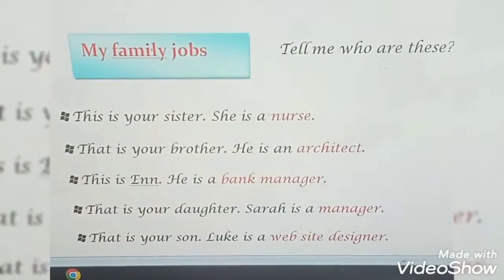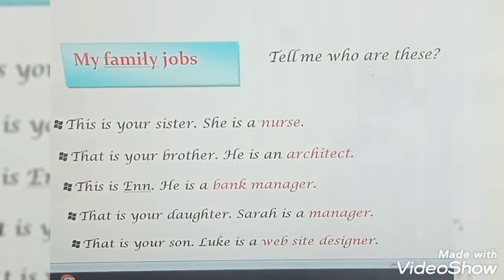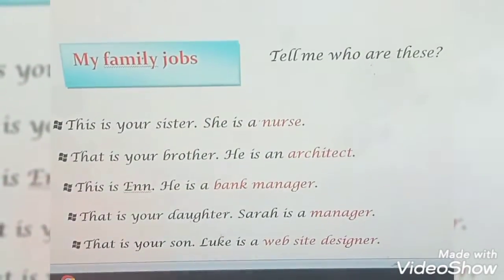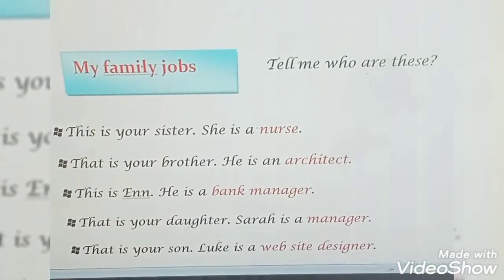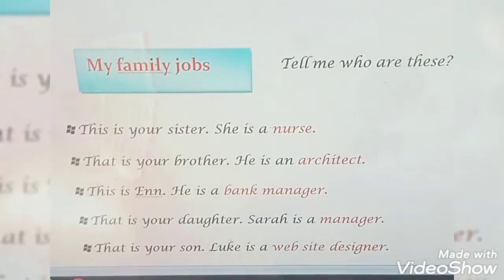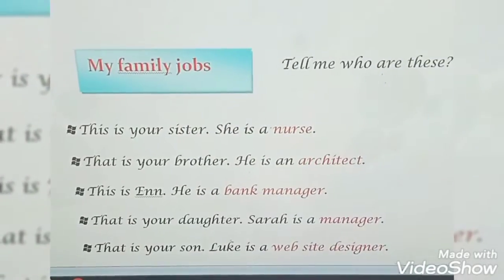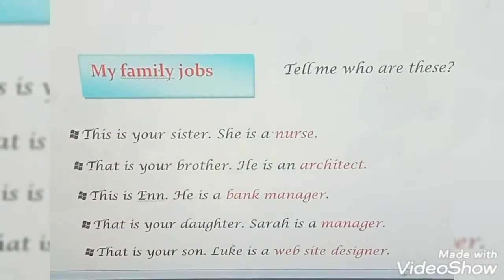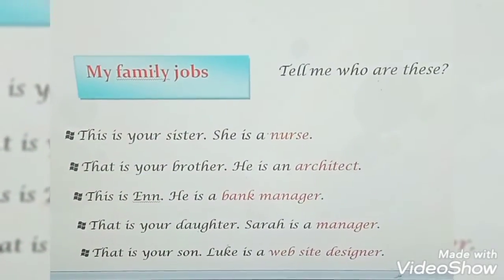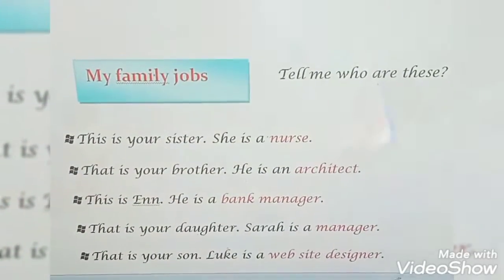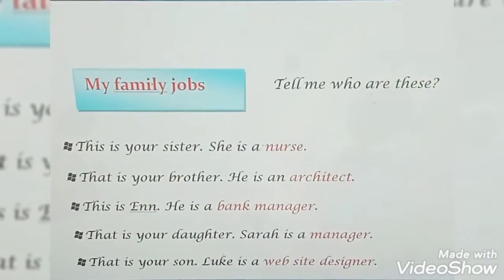This is your sister. She is a nurse. A nurse. That is your brother. He is an architect. An architect. This is Anne. He is a bank manager. Bank manager. Director is a school principal. Manager is the head of a public institution, meaning an institution other than a school. That is your daughter. Sarah is a manager. A manager.